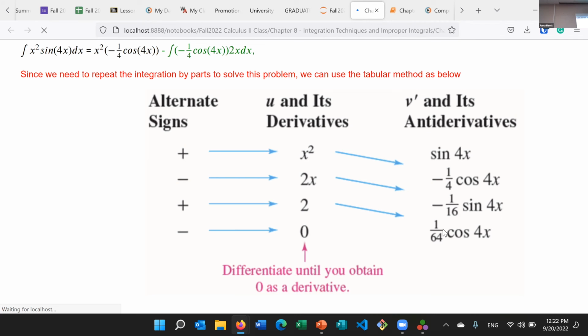So you need to combine this. Negative 2 divided by this is what? Positive 1/8. Yeah. 2 times 1/64 cosine 4x, times negative 1/16 times sine 4x.